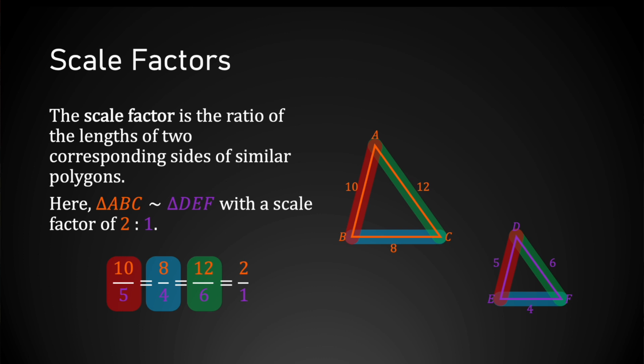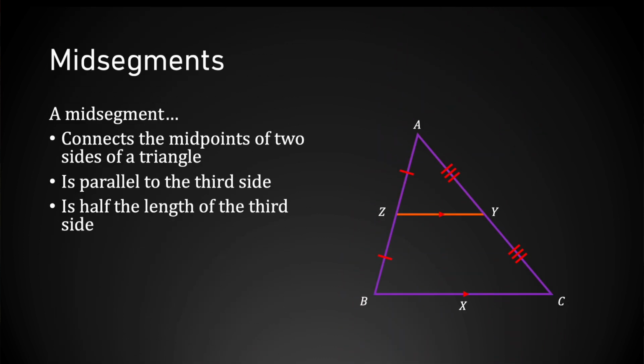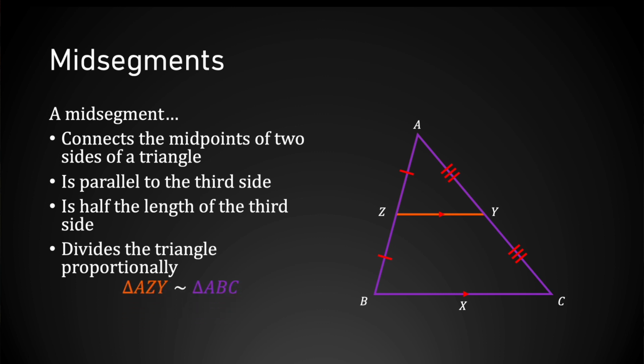One more thing that I want you to notice is the order in which we wrote the scale factor. It matches the order in which we wrote the similarity statement. So if I had written DEF is similar to ABC, I would have to change the scale factor to 1 to 2. So let's apply this to midsegments. A midsegment divides the triangle proportionally, and it gives us two similar triangles. In our example, triangle AZY is similar to triangle ABC with a scale factor of 1 to 2.